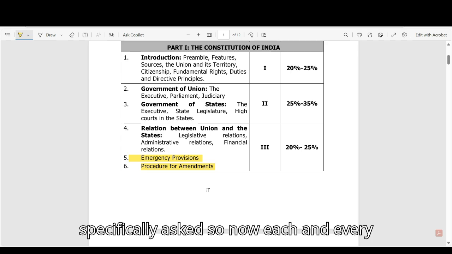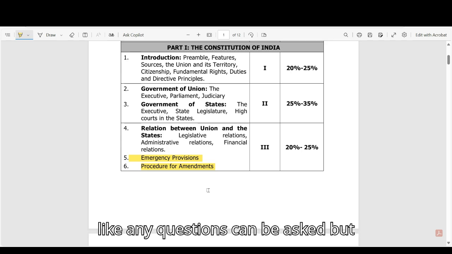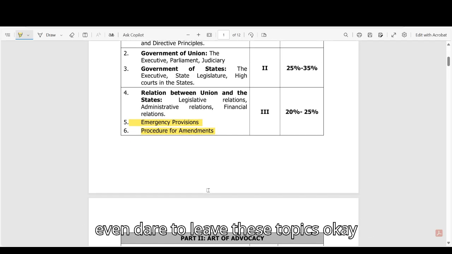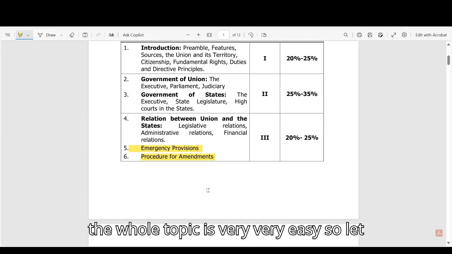So now each and every topic, of course, any questions can be asked, but emphasize these topics. Don't even dare to leave these topics. Okay, the whole topic is very easy.